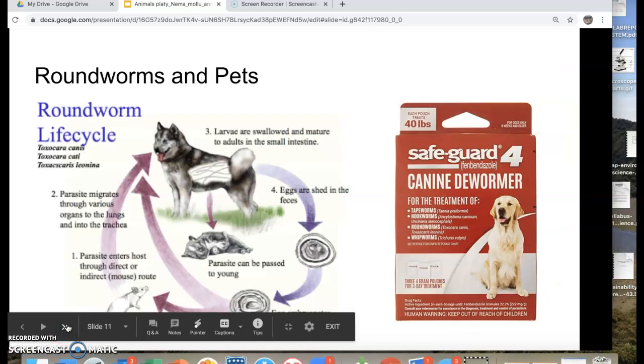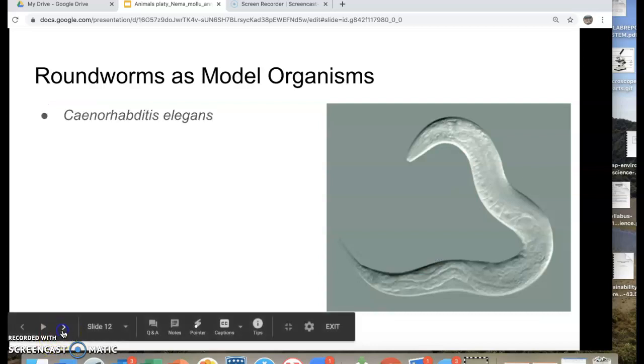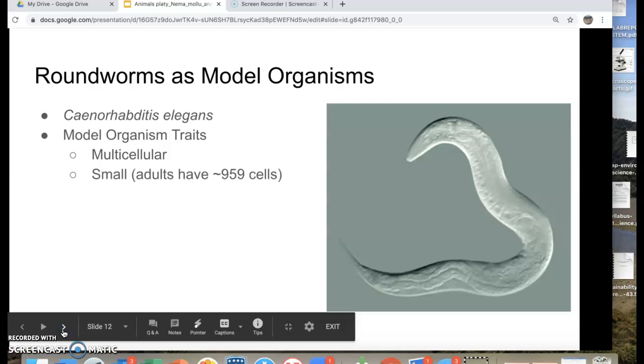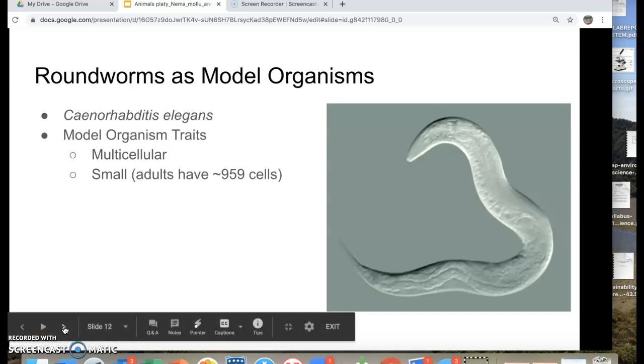Roundworms also are harmful to pets. And so if your dog had worms, these are the worms that they have to remove. They get medication to remove the worms. And they are considered model organisms used by scientists because they are obviously multicellular. So this is one of the organisms that is used for studies, but they're a lot smaller than humans. Humans have about 37 trillion cells. They have less than 1,000.